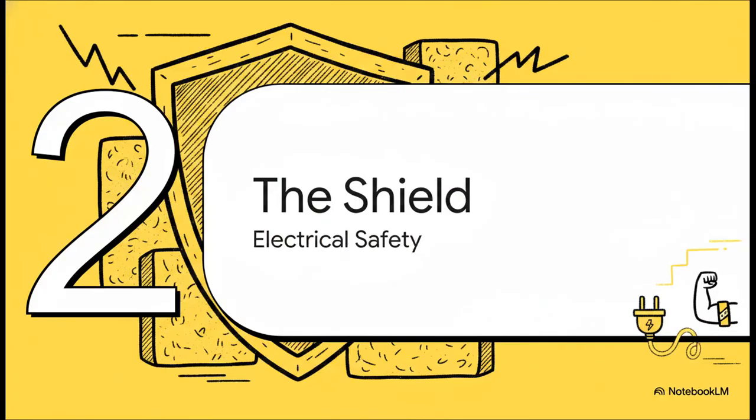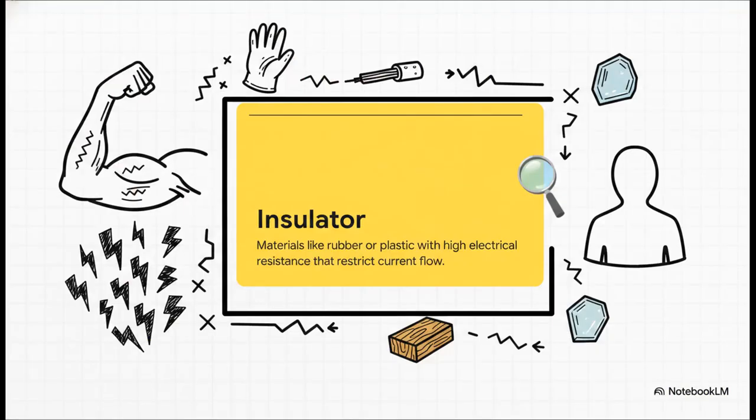Moving on to Section 2, the shield. Let's talk about insulation and electrical safety. Now that we've figured out the patient side of things, let's talk about protecting you and your equipment. While we really want high conductivity in the patient's muscle, we absolutely demand non-conductivity everywhere else.